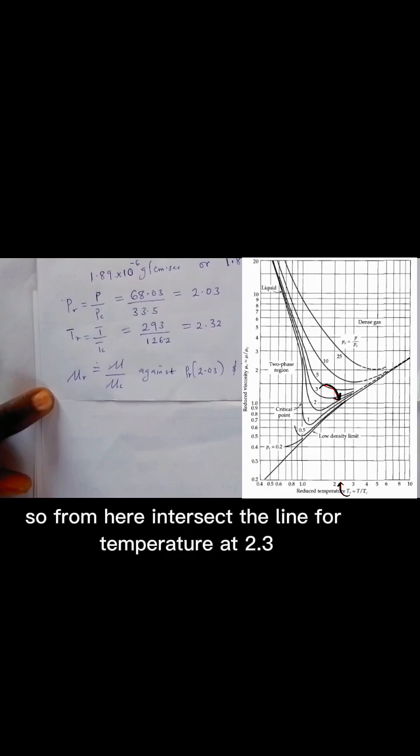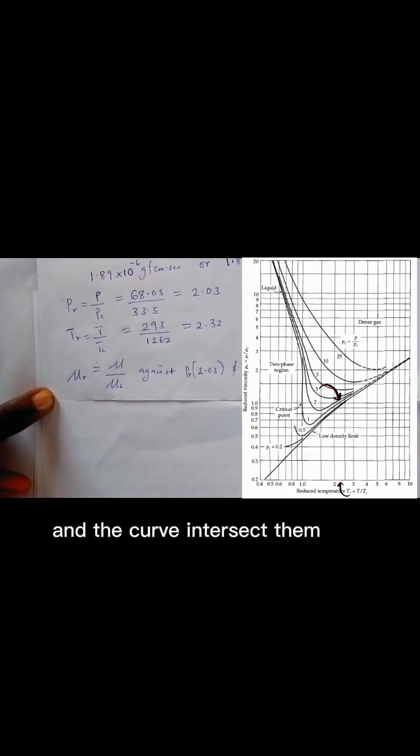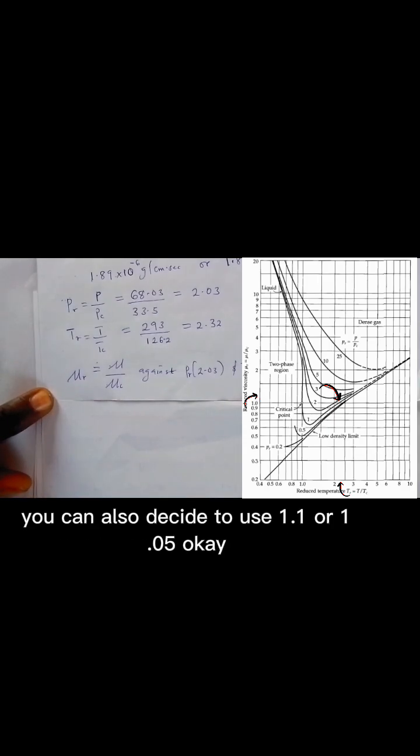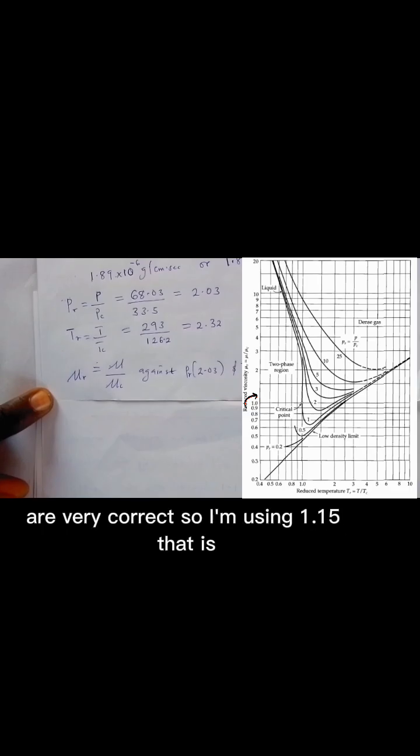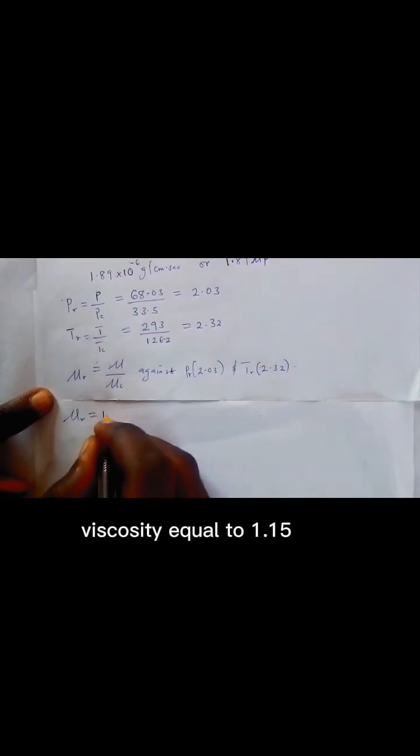So from here, intersect the line for temperature at 2.3 and the curve, and trace it to the left. It will be between 1 and 2. I have it as 1.15. You can also decide to use 1.1 or 1.05. The range will not be too much. Just make sure your steps are very correct. So I'm using 1.15. That's reduced viscosity equal to 1.15.